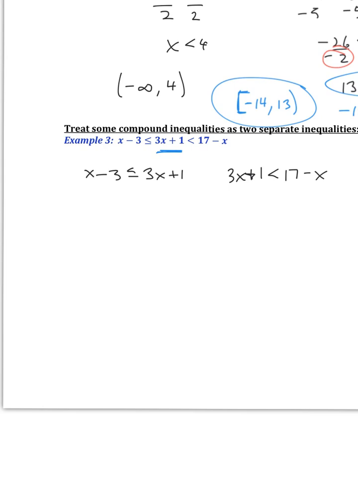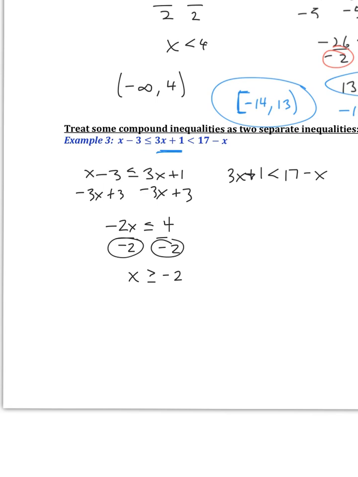So, all right, I like to have my x on the left, so I am going to subtract 3x to the left. And I'm going to add 3 to the right. And therefore, I'm going to end up with a negative 2x is less than or equal to a 4. I'm going to divide by negative 2, divide by negative 2, and now I got x is, remember I got to switch the inequality because I'm dividing by a negative. I got to get x is greater than or equal to negative 2.